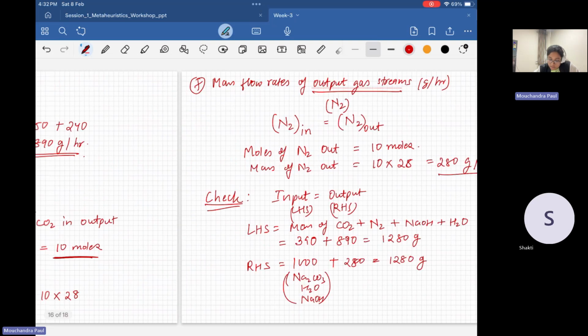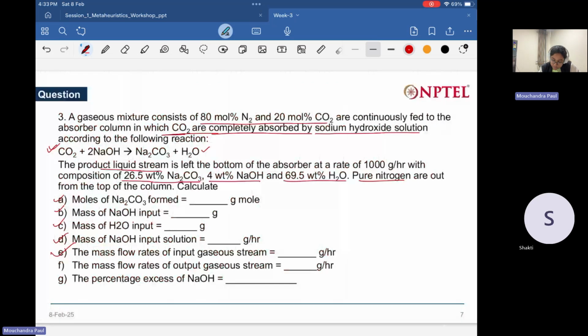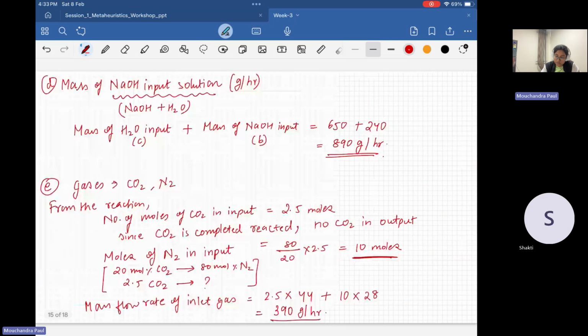Are there any other parts left? Yes, there is one more. Part G. Here you have to calculate the percentage excess NOH, that is, how much excess NOH we have supplied.